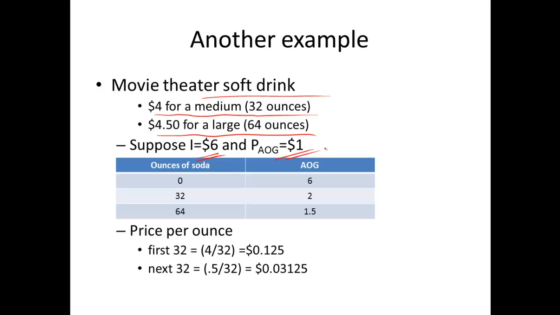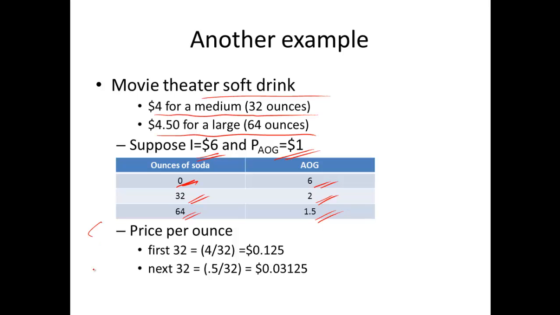So what are the choices? Well, one could have no soda and have $6 and therefore 6 units of AOG, or one could have 32 ounces of soda, in which case one would have spent $4, which leaves $2 left to buy AOG, or one could buy 64 ounces of soda for $4.50, which leaves the individual with $1.50, with which he or she could buy 1.5 units of AOG.